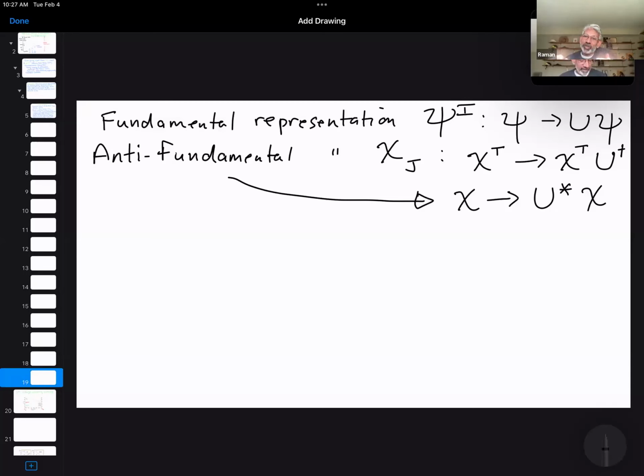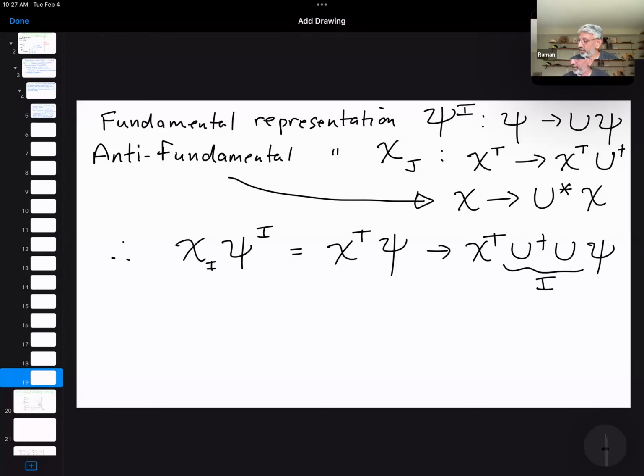So these are 2 representations which are very simple, but they're not identical. And they're both kind of fundamental. Which one you choose to call fundamental, which one you call anti-fundamental is up to you. But these are 2 possibilities. And so in particular, if you had something like chi_i psi_i, summing on i, which in matrix notation we could write as chi transpose psi, then obviously it transforms like chi transpose u dagger u psi. And since this is the identity, this product is invariant. Okay, so by contracting or dot producting fundamentals and anti-fundamentals, then we can get invariance under SU(N).